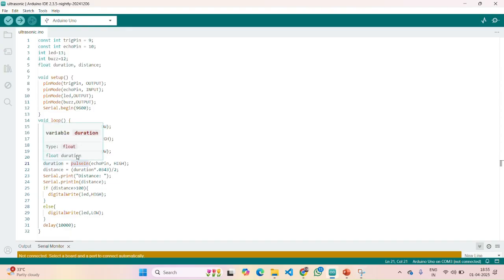So duration will be obtained. Now the distance formula for making our ultrasonic sensor work is duration into 0.0343 by 2. The reason I have taken 0.0343 is that the speed of sound in air is 343 meters per second.